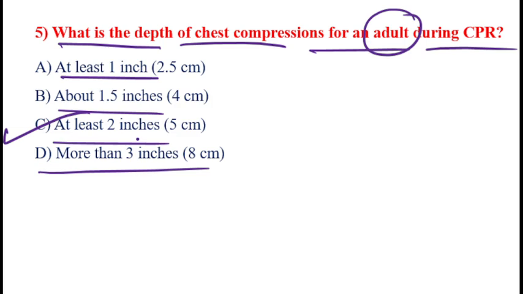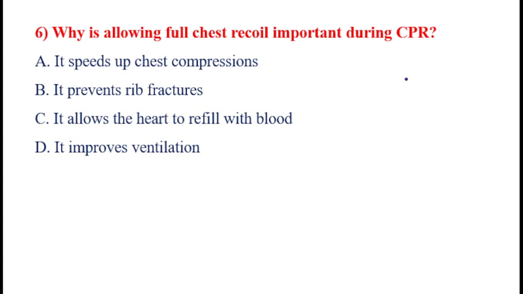When you do chest compression, make sure that at least 2 inches of the chest is compressed, or 5 centimeters. So what is the depth of chest compression? How much depth do you compress the chest? That is at least 2 inches or 5 centimeters for an adult. The depth of the chest compression should be at least 2 inches or 5 centimeters. So option C is the correct answer here.